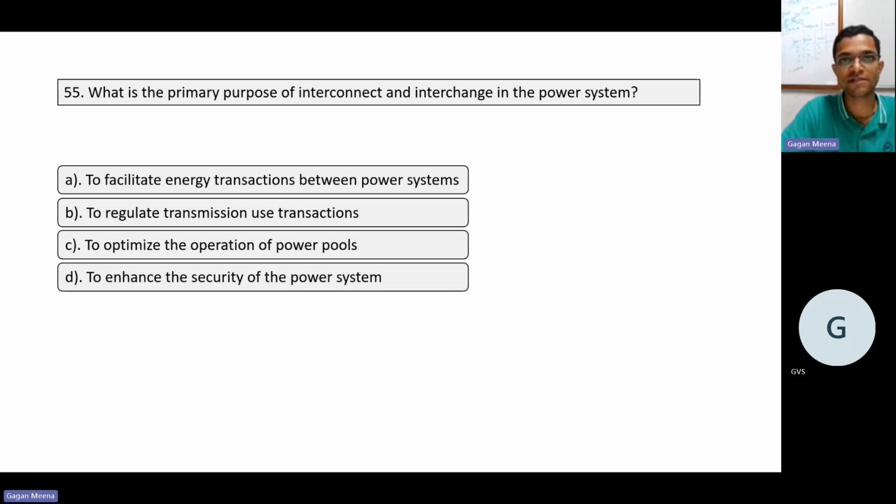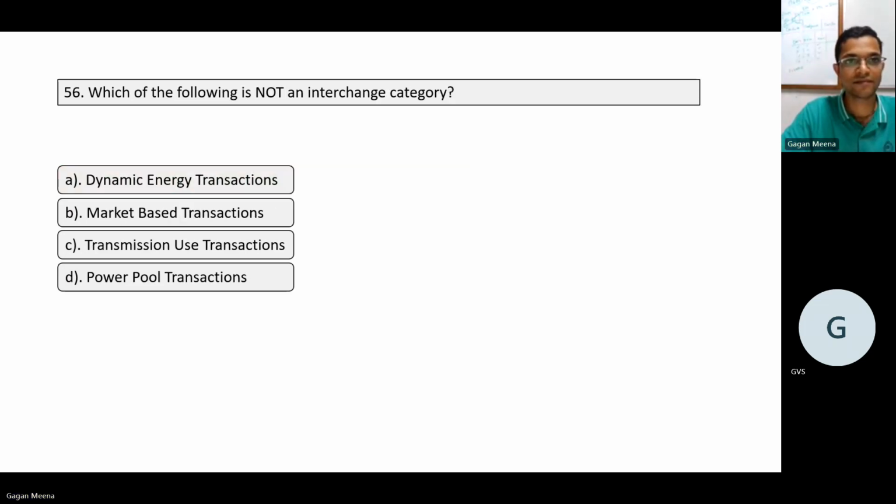What is the primary purpose of interconnect and interchange in power system? To facilitate energy transaction between two power systems. Which of the following is not an interchange category? We had discussed different types of interchange. Dynamic energy transaction, market-based transaction, these are different transactions. And in interchange, it is a powerful transaction.